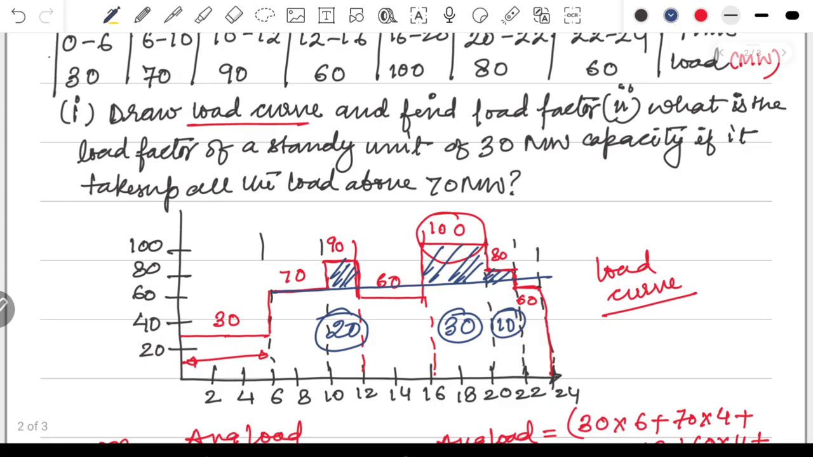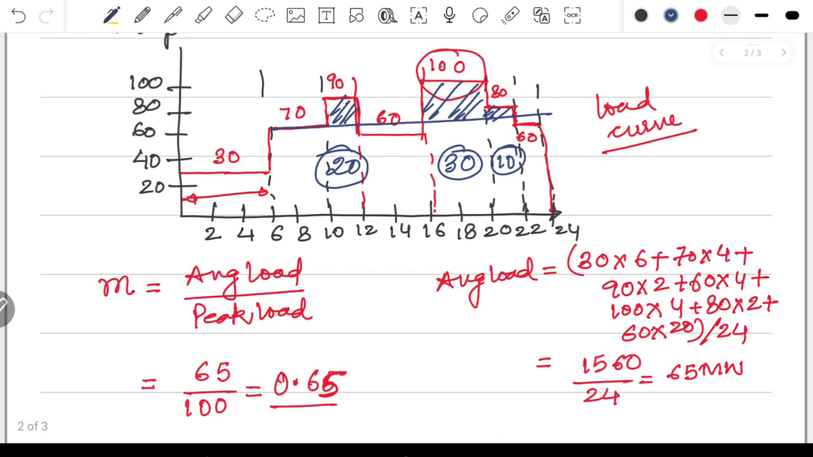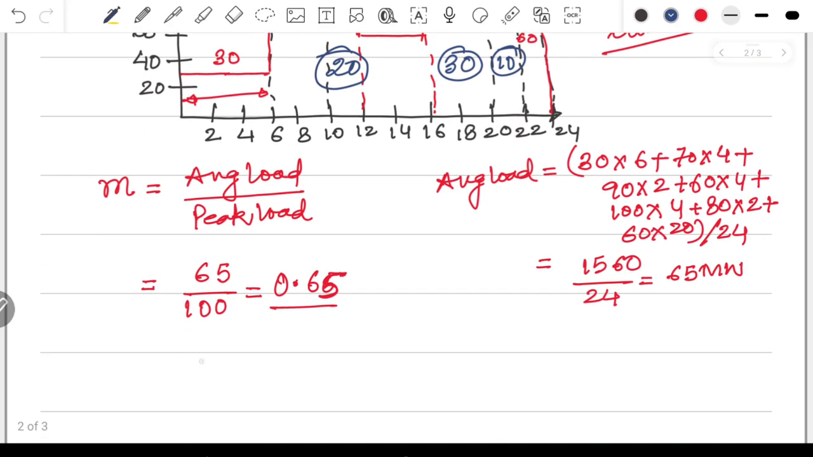So this is basically the load taken up by that 30 megawatt unit for different times. So what is basically the power generation then? This will be 20 for how much time? 2 hours. Then 30 for 4 hours. Then 10 for 2 hours. So this is the total amount of power generated, in megawatt hour.